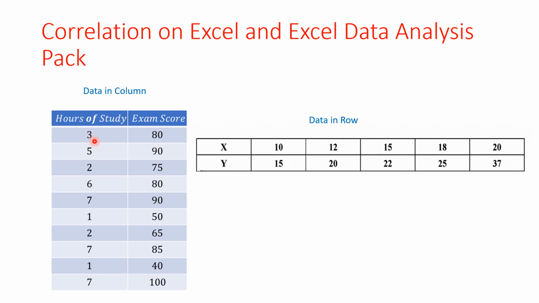Now the advantage in Excel is that you can have the data in a column format. That is, hours of study is one variable and the data is in column format. Exam score is again in column format. If you look at this, in this case the data is in row format. X is the X variable, this could be anything, this could be skills and this could be your income or whatever, you would want to give it a name. We are calling it X and Y. So the values of X are given here and the values of the other variable are given like this. So the data is in a row format. Both of these can be done in Excel.